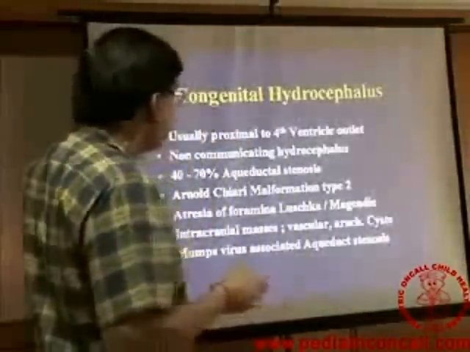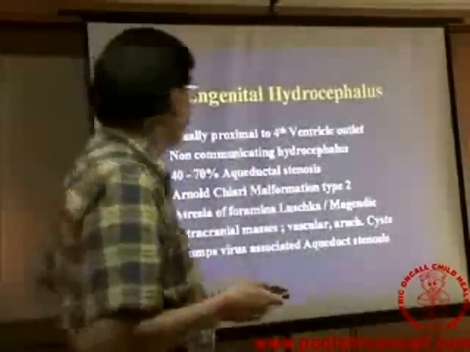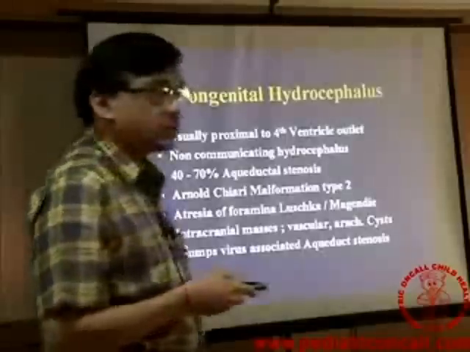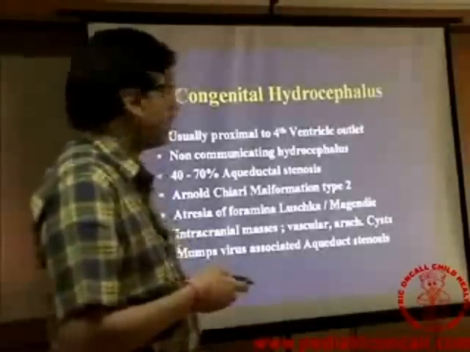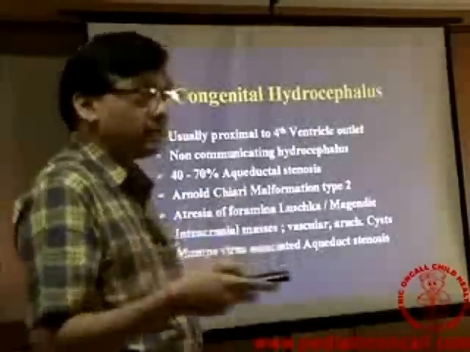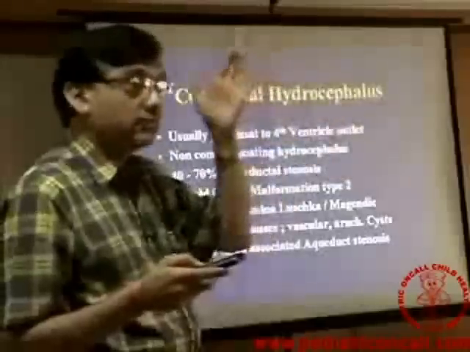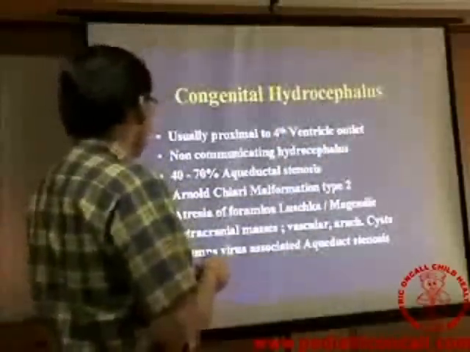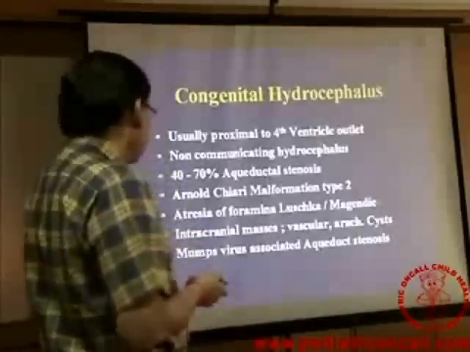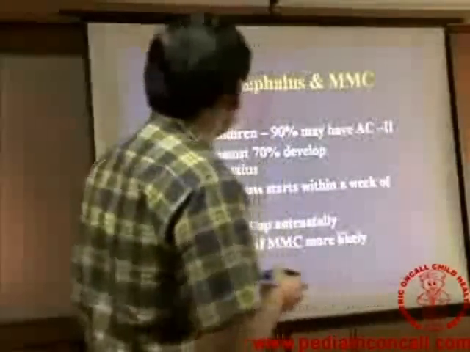Now, congenital is usually proximal to the fourth ventricle, which means it's in the obstructive or the non-communicating type, where most of them are aqueductal stenosis. The second most common would be Arnold-Chiari malformation type 2, which is usually associated with meningomyelocele. So whenever we see a meningomyelocele, think about hydrocephalus with Arnold-Chiari malformation. There can be atresia of the foramen of Magendie, intracranial masses, and even mumps virus associated with aqueductal stenosis.